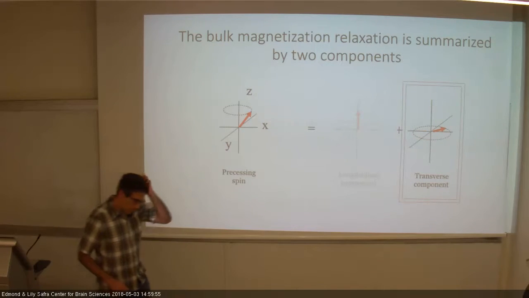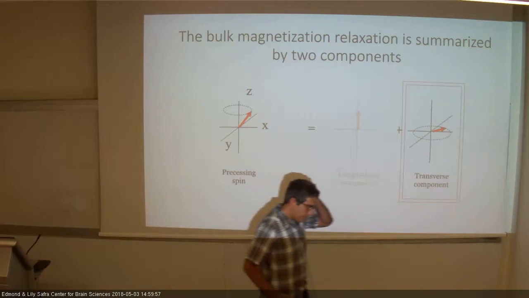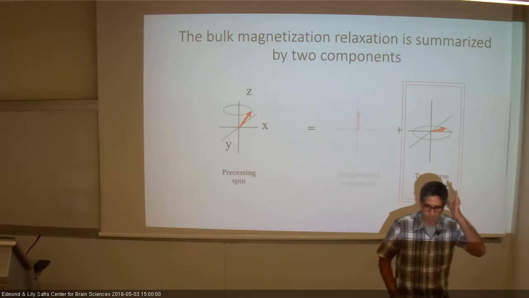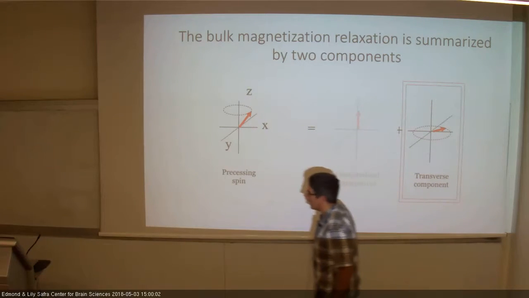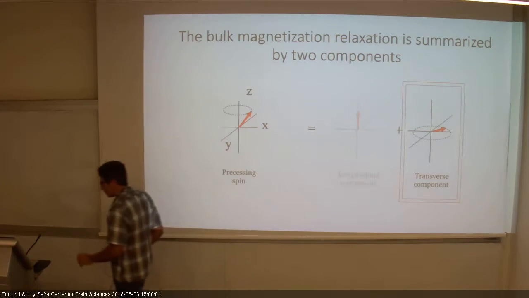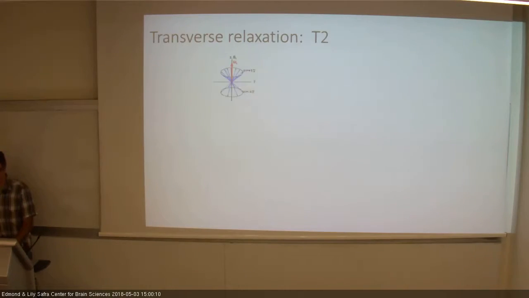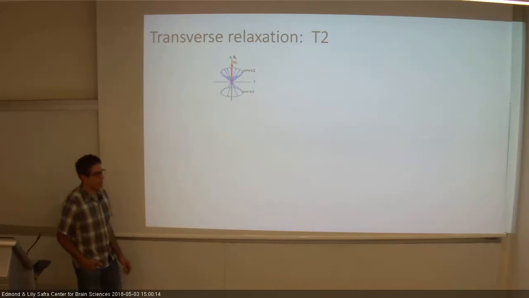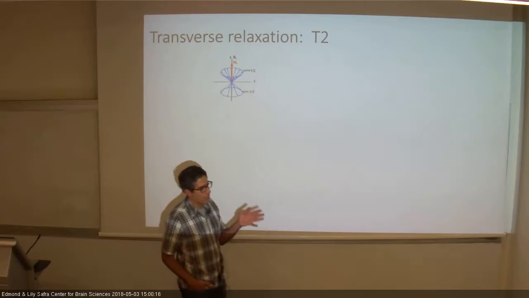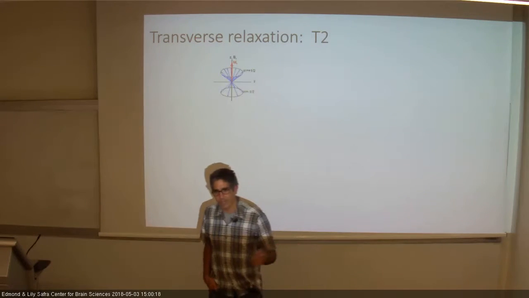Okay. So next, we're going to talk about the transverse magnetization. That's the second phenomenon, and actually it's faster than the first one, the longitudinal. We're going to call this one T2 because it also has an exponential relaxation. The second one, so it's T2.